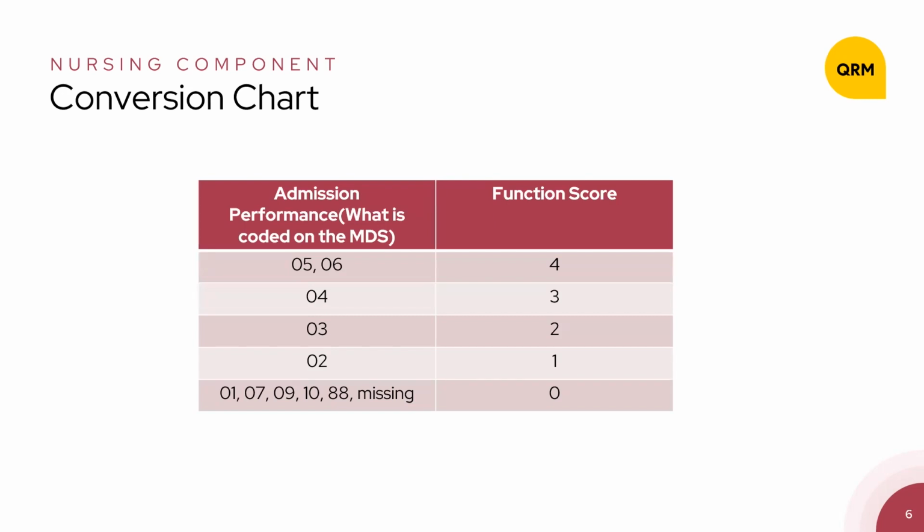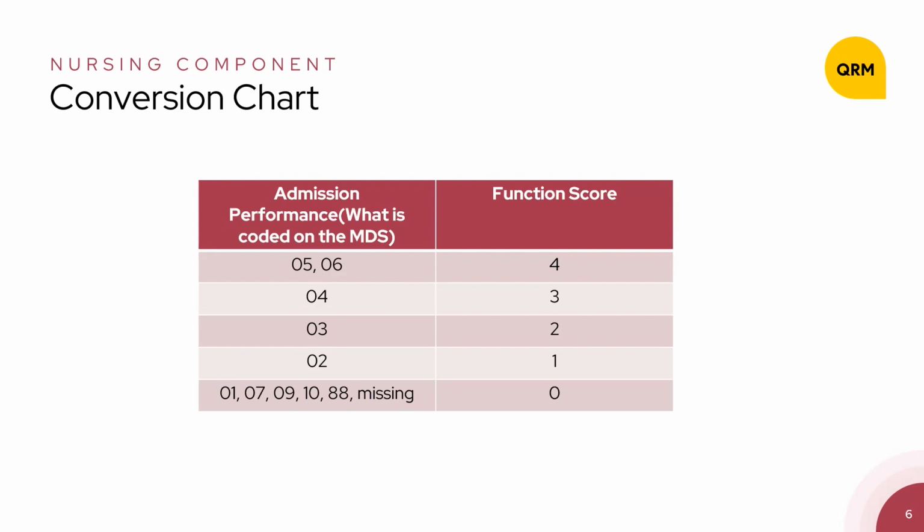And they said, okay, if you code this on your MDS, it's going to convert over to this as far as your function score. So if you have a 5 or a 6 coded on your MDS, it's going to give you a function score of 4. If you have a 4 on your MDS, it's going to give you 3 points. If you have a 3 on your MDS, it's going to give you 2 points. If you have a 2 on your MDS, it's going to give you 1 point. If you use any of those 4 activity did not occur codes, so your 7, 9, 10, or 88, or if it's dashed, or if you have a 1, it's going to give you a function score of 0.